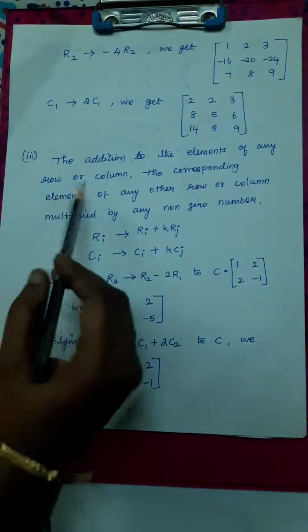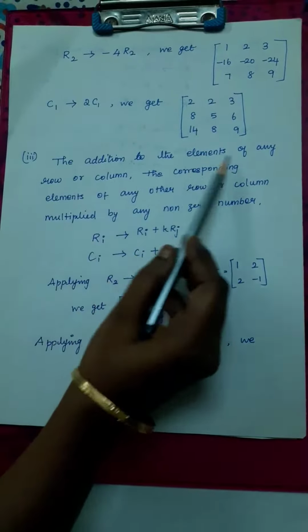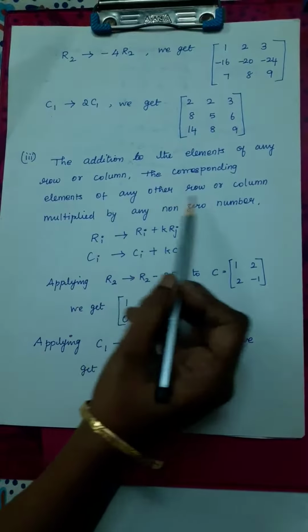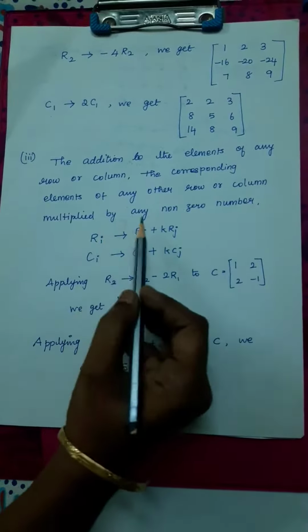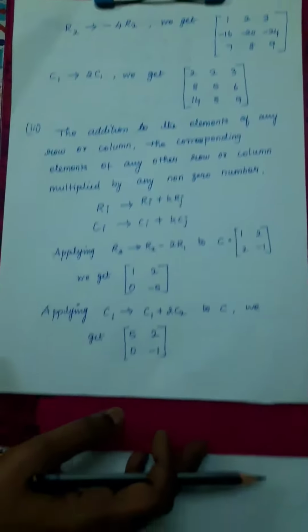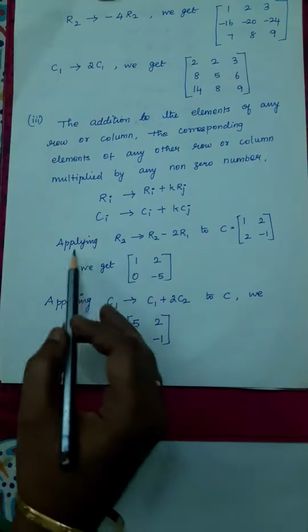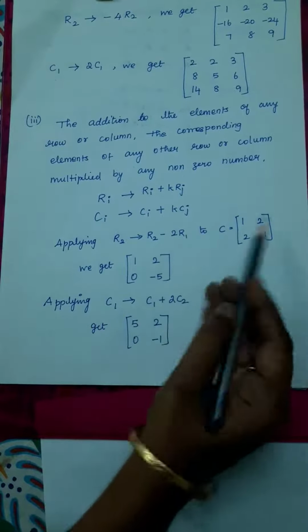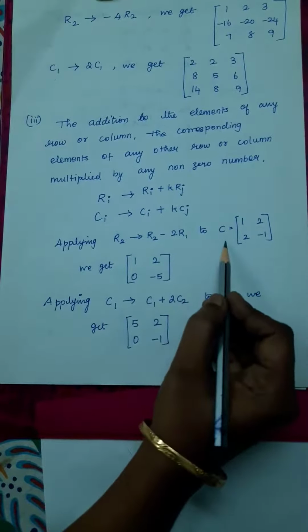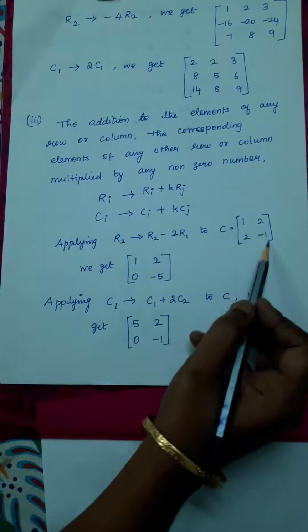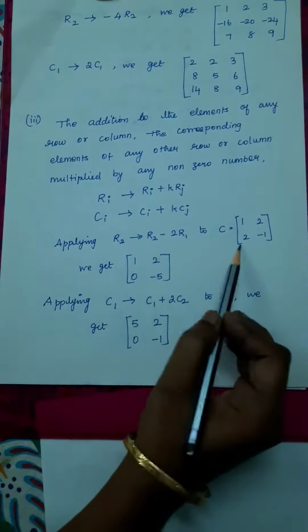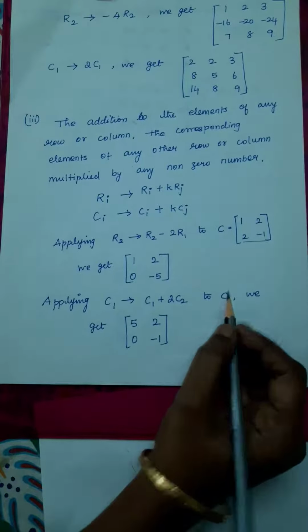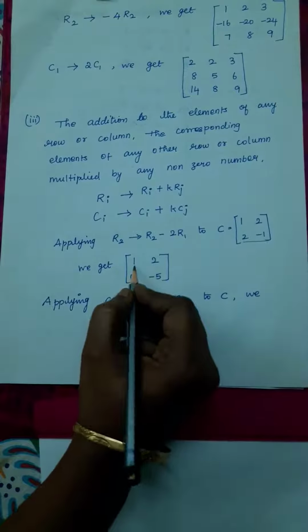Now the third operation is the addition to the elements of any row or column, the corresponding elements of any other row or column multiplied by any non-zero number. For example, applying R2 implies R2 minus 2R1 on the given 2 cross 2 matrix, 1, 2, 2, minus 1. Now apply this rule here. Take R2 elements 2 and minus 1. Write row 1 as it is, 1 and 2.